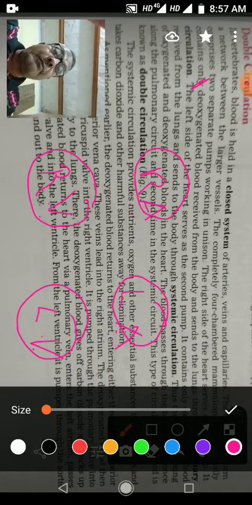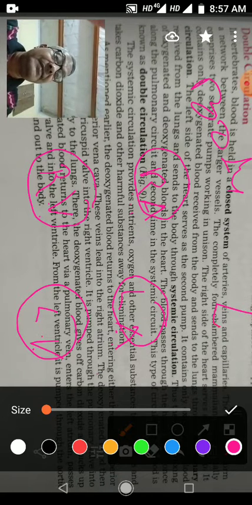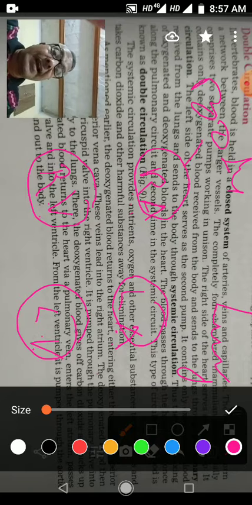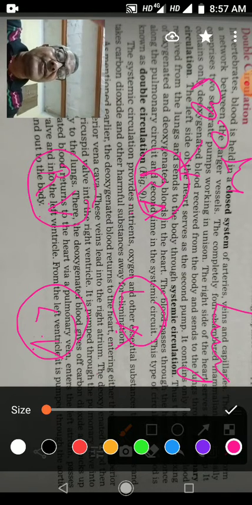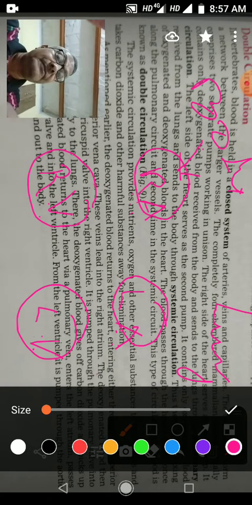And there is the body, and this is the lung. From the body, blood is coming into the right atrium through the vena cava. There are 2 vena cava, anterior and posterior, or superior and inferior. They are bringing deoxygenated blood from the different parts of the body into the right atrium, or right auricle.